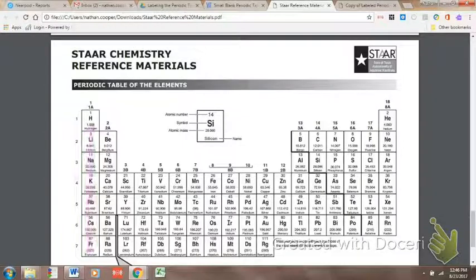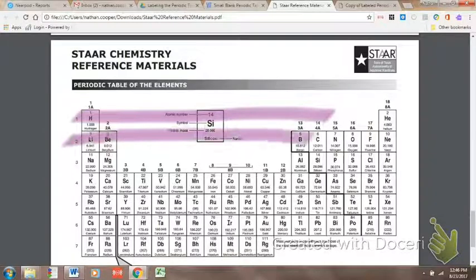So the other thing that will be referred to as a row or a period. There's 7 rows on the periodic table, and they are left to right. And so hydrogen and helium are in the first row of the periodic table. And then we move to the second row, which is lithium, beryllium, boron, carbon, nitrogen, oxygen, fluorine, and neon. So we have 8 elements in the second row.